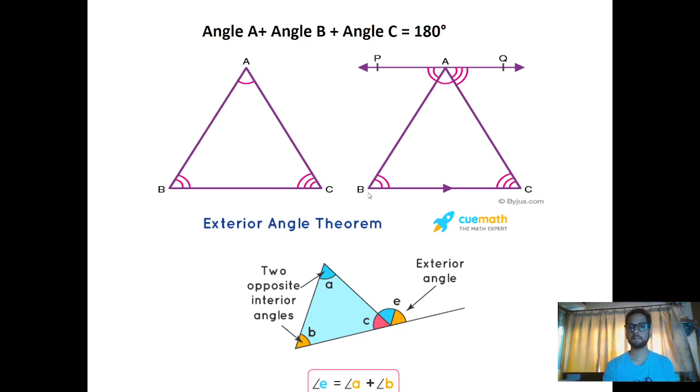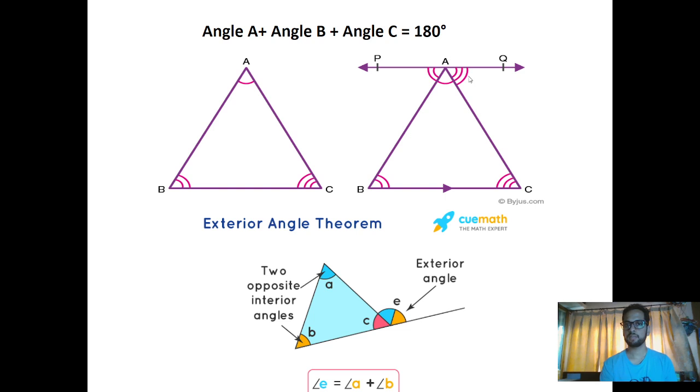We can prove this by drawing a line parallel to BC from A. So here PQ is parallel to BC. We can see by this whole line, on one line, if we take any point, then the sum of angles will be 180 degree. That is PAC plus CAB plus BAP will be 180 degree because this constitutes a line. So a line will always be equal to 180 degree.